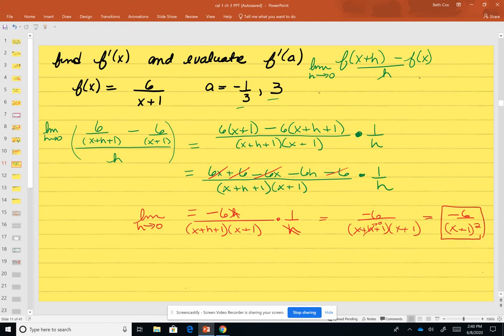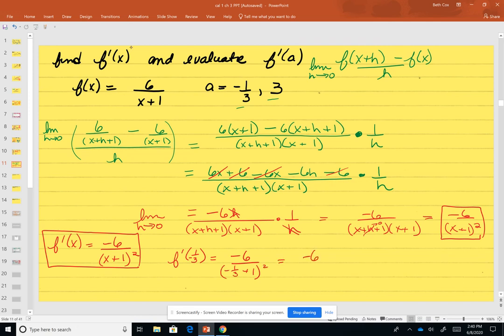That's what I get. So f prime of x is equal to negative 6 over x plus 1 squared. Okay, that's part 1. All right, so now I'm going to plug in a negative 1/3, and I get negative 6 over negative 1/3 plus 1 squared. Okay, so that's negative 6.